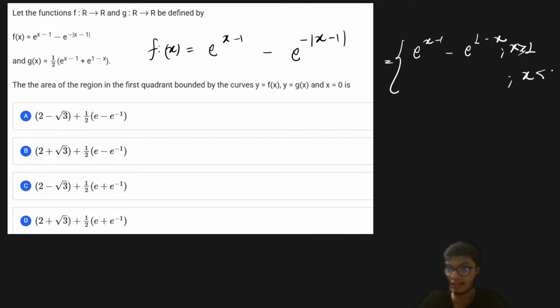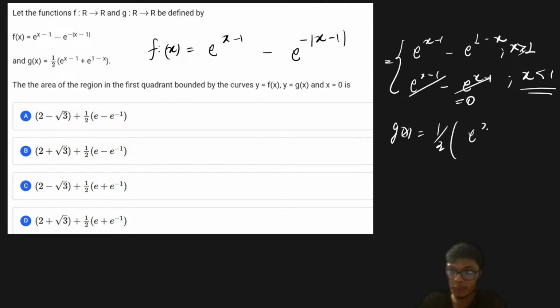Similarly, when x is less than 1, the value is going to be e to the power x minus 1 minus e to the power x minus 1, which is equal to 0. So for x less than 1, the value of the function f of x is equal to 0, right? And similarly, if we analyze the second function, g of x, g of x is given as half times e to the power x minus 1 plus e to the power 1 minus x, right?